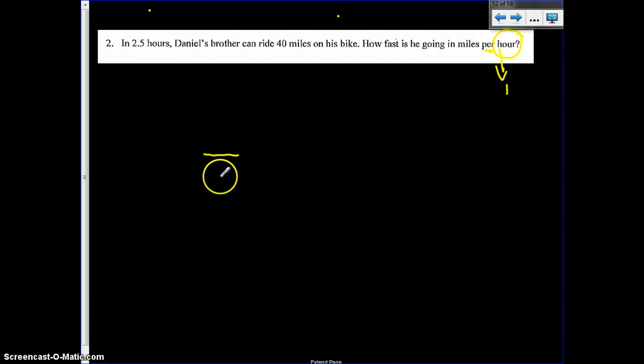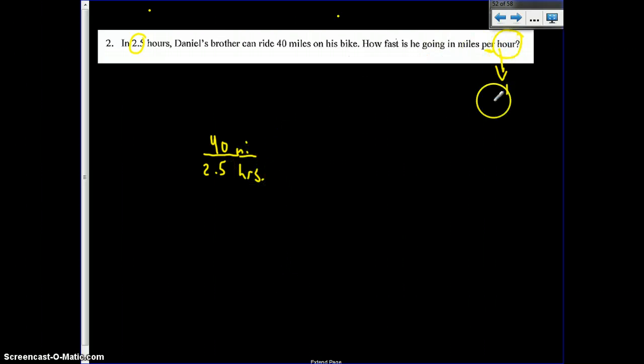So how many hours does it talk about? If you look at this problem, how many hours? 2.5 hours. So I'm going to put 2.5 here. How many miles can you do in that time? 40. So we have 40 to 2.5 as our rate. And it'd be 40 miles, 2.5 hours.